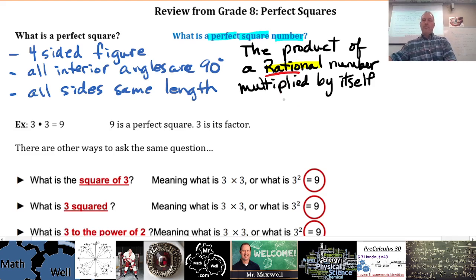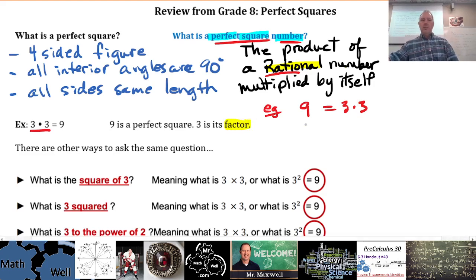So for example, 9 is a perfect square number, and I guess I wrote that over here as my first example, because 9 is 3 times 3. So therefore 9 is a perfect square number and 3 is its factor. Okay? Now a factor would be one of the pieces of multiplication that multiply to another number.